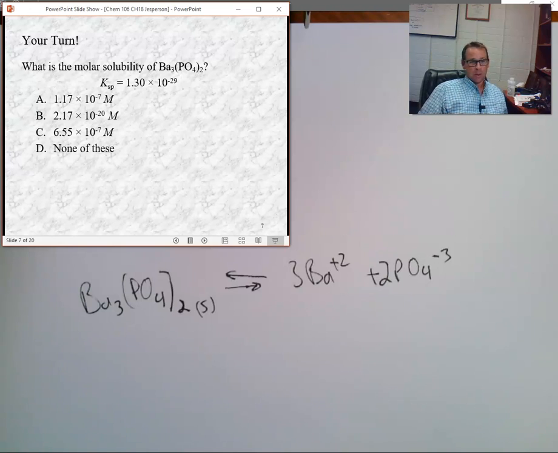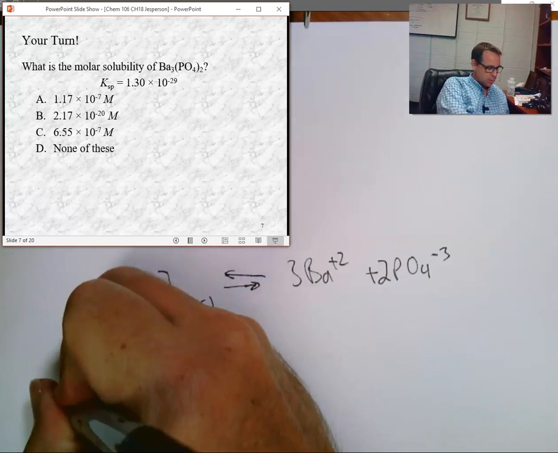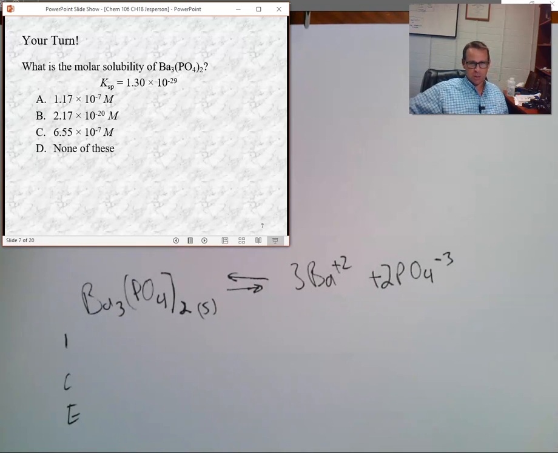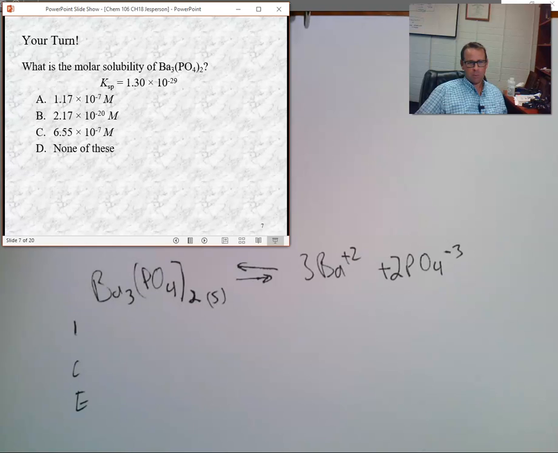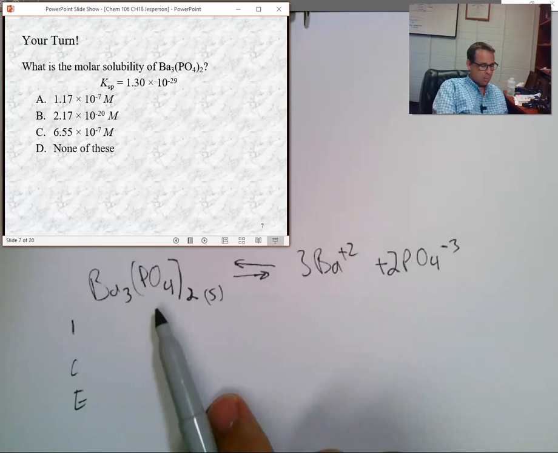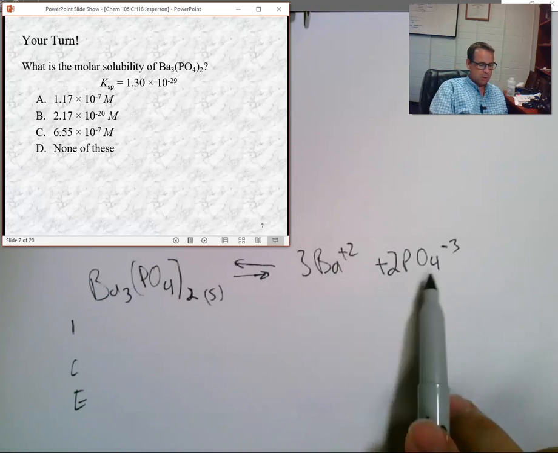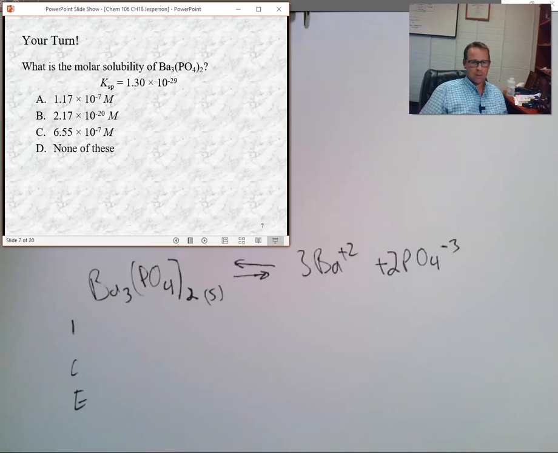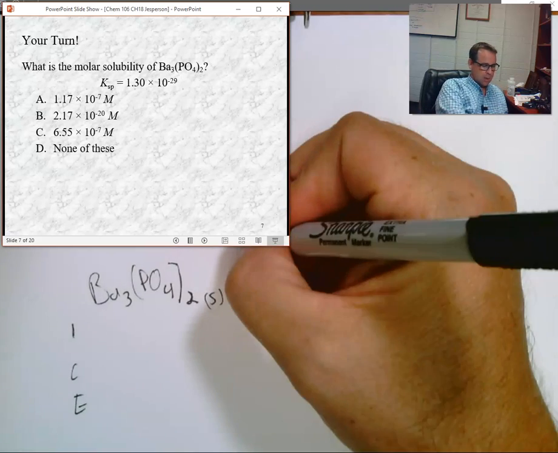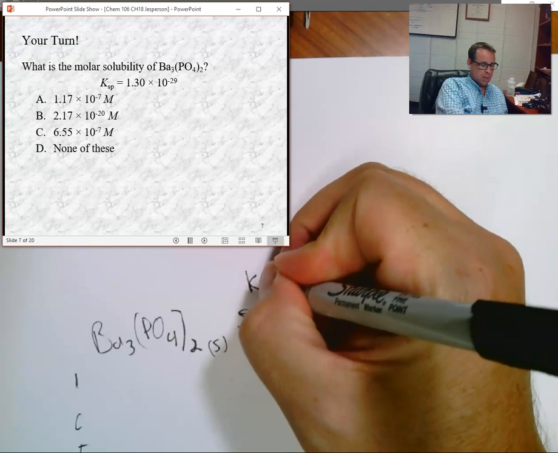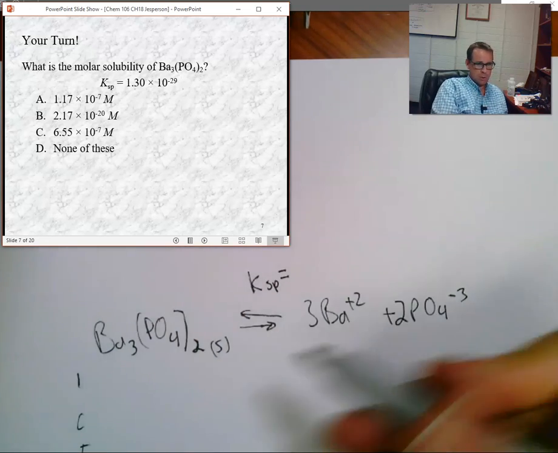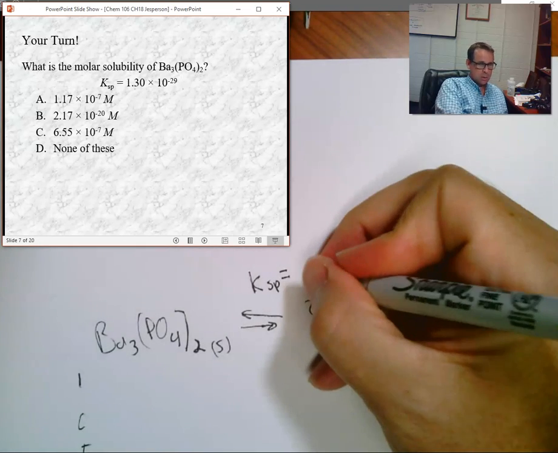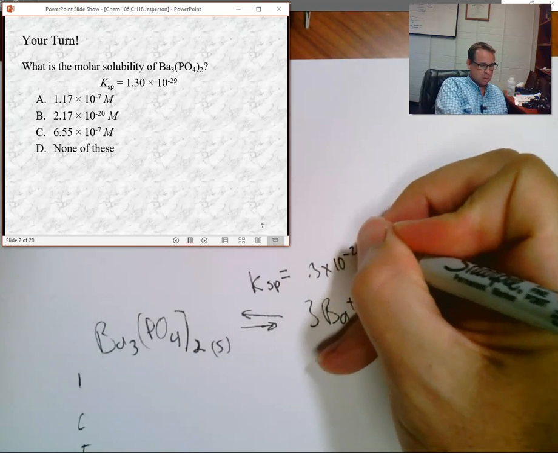Well, if we did use an ice table, what that ice table would do for us, especially in the beginning, is kind of clarify exactly what we're looking for here. This question is asking how much of this material will actually be converted into the ions, right? Based on that K, and the K for this reaction is a KSP, meaning that it's for a material being solubilized, 1.3 times 10 to the minus 29.